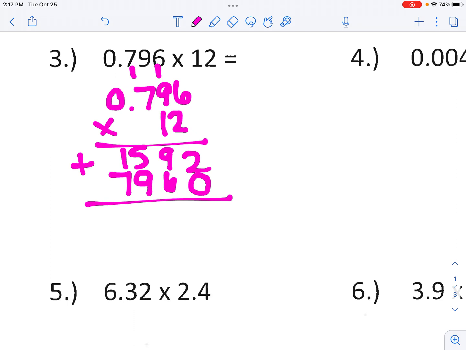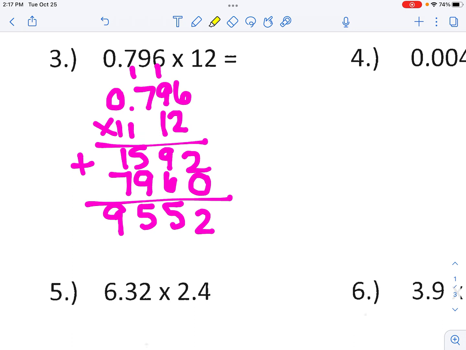Add your digits. 2 plus 0. 9 plus 6 is 15. Put down the 5, carry the 1. 1 plus 5 is 6. 6 plus 9 is 15. 1 plus 1 is 2. 2 plus 7 is 9.